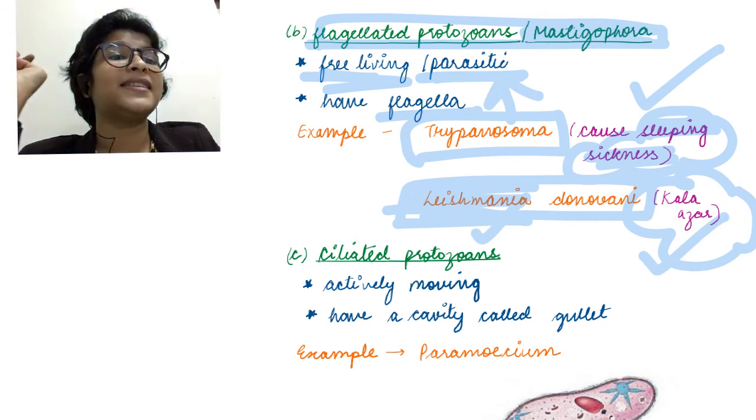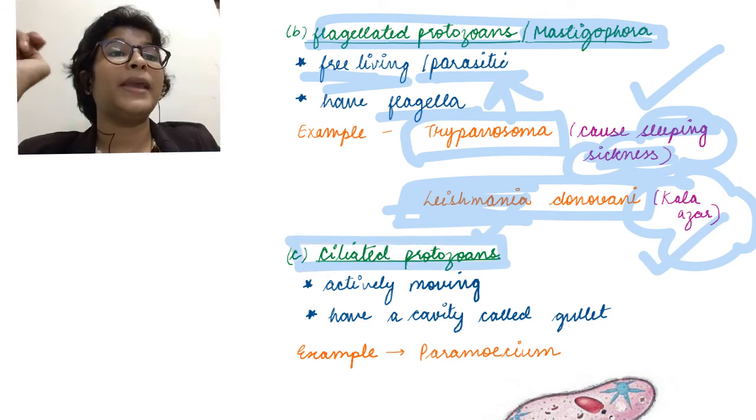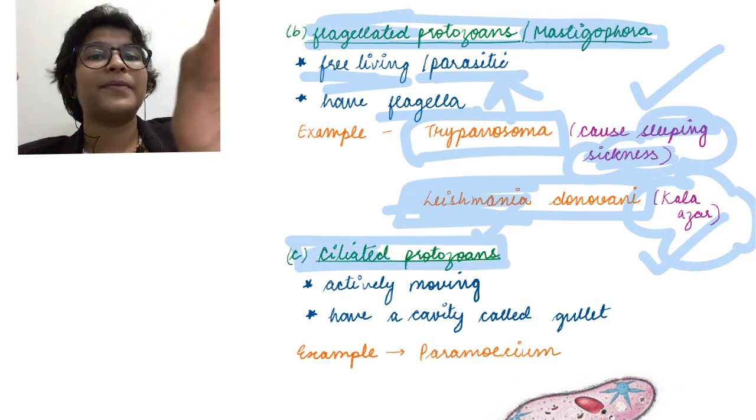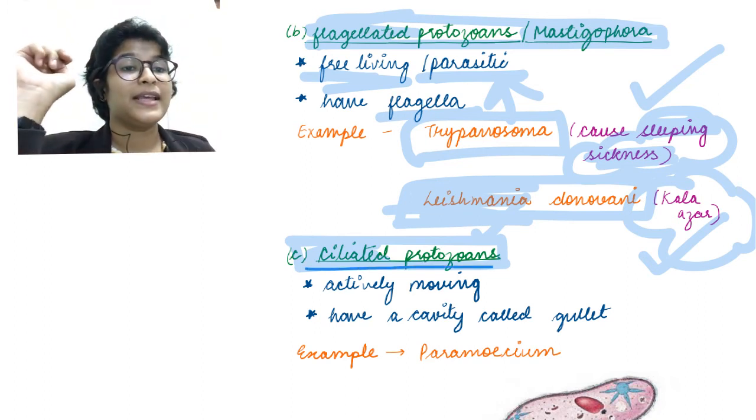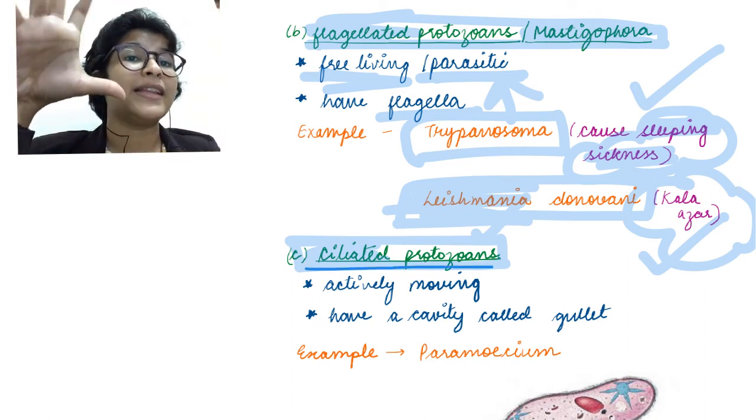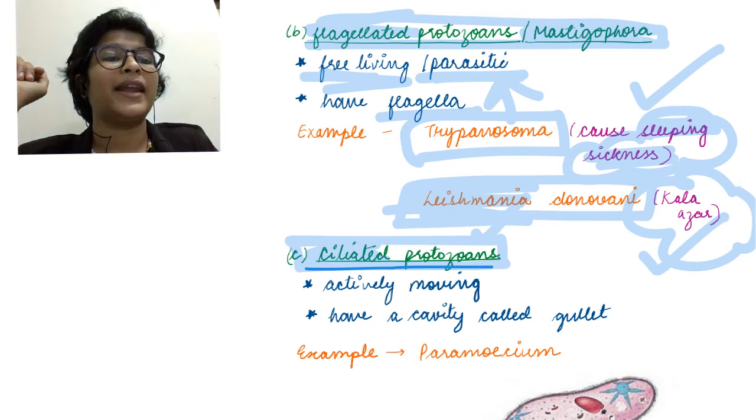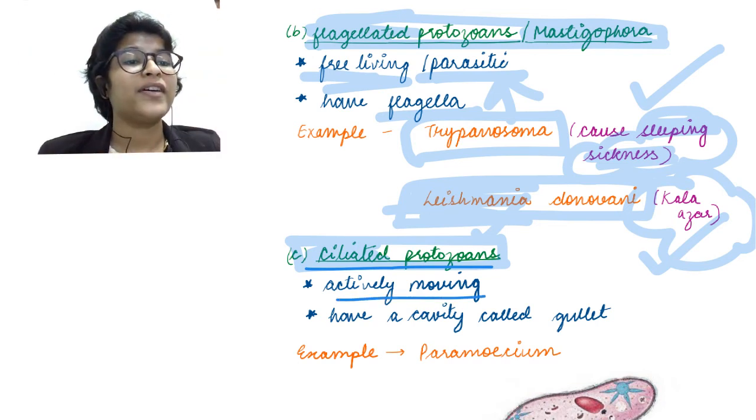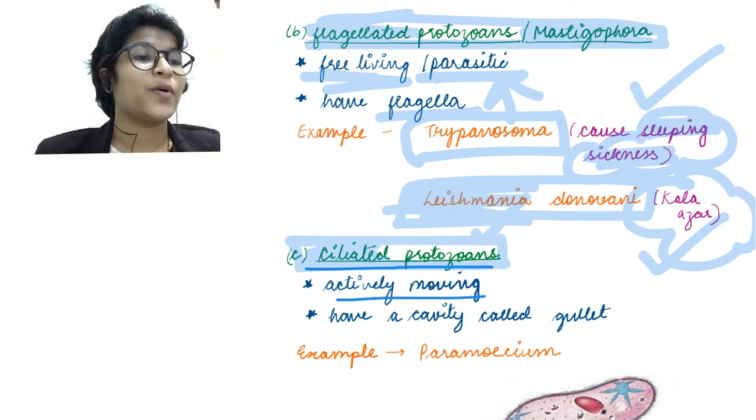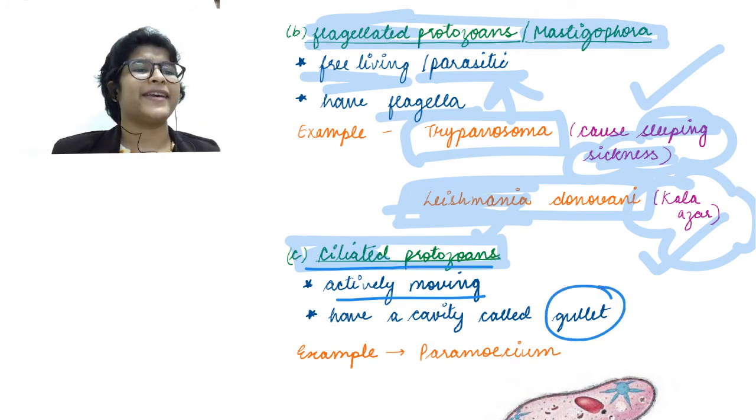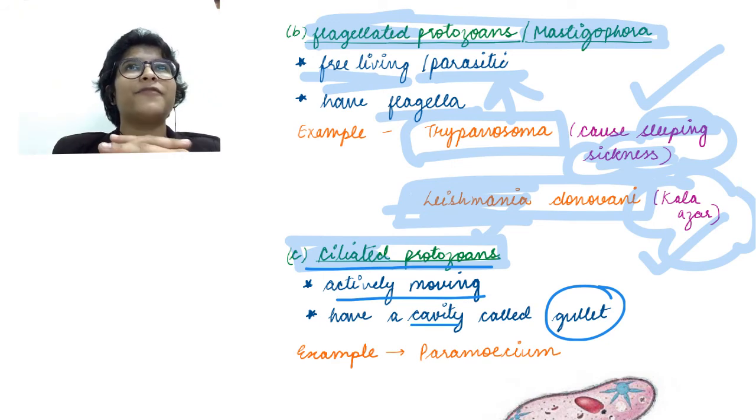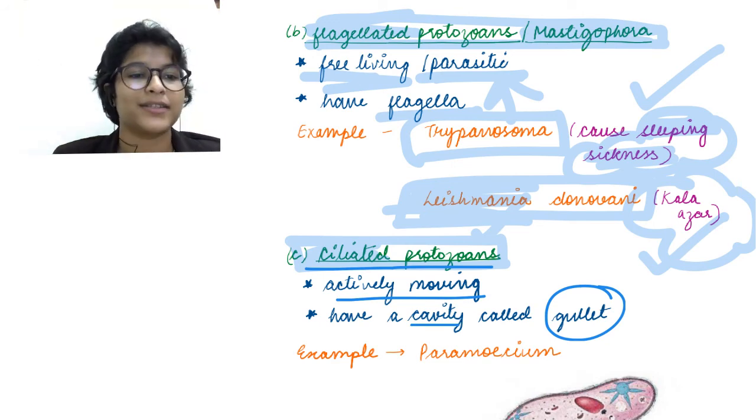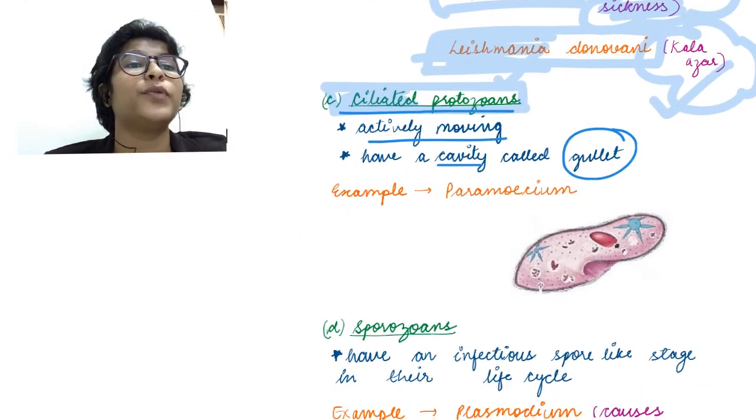Next is ciliated protozoans. अभी इन लोग में flagella था और इन लोग में cilia है. These are ciliated protozoans. Therefore, with the help of cilia, they can actively move around. So they are actively moving and have a special characteristic called a gullet. अब ये gullet क्या है? Gullet is basically a cavity which functions like the stomach or the gut, in which the food is digested.